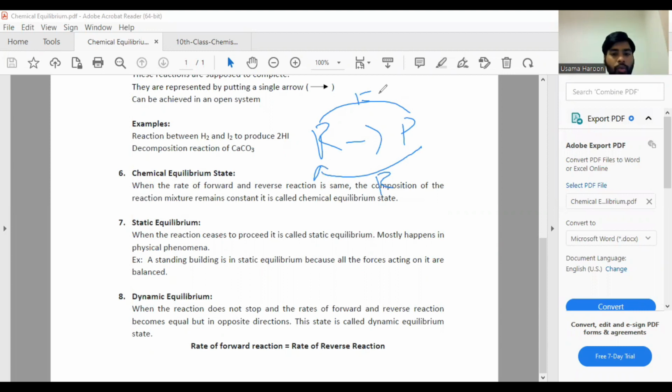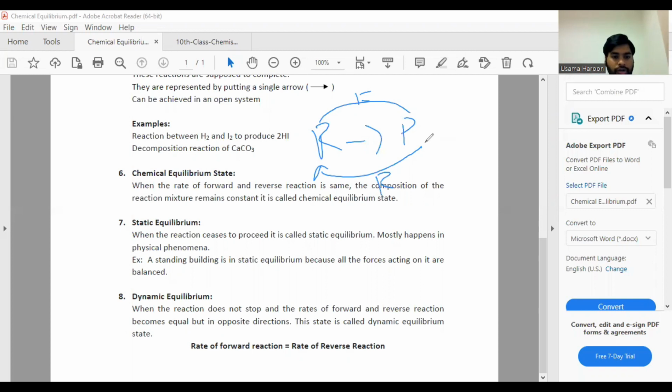So when the rate of forward and reverse reaction is the same and the composition of the reaction mixture does not change, it remains constant, we can say that the reaction is in the state of chemical equilibrium. Why? Because the speed at which the reactants are converting into the products is exactly the same as the speed at which the products are converted into the reactants. So the reaction mixture remains the same or constant.